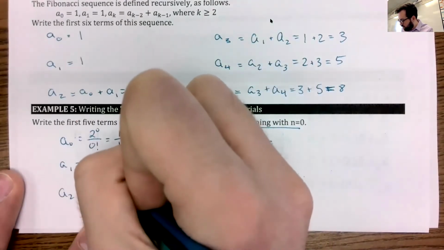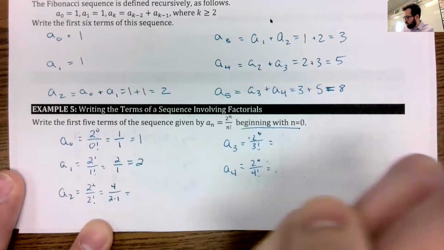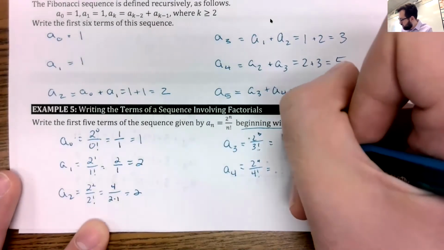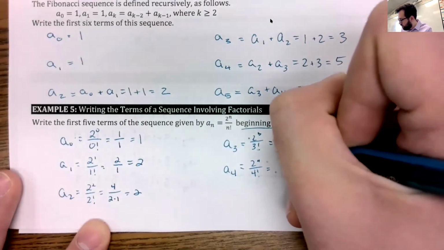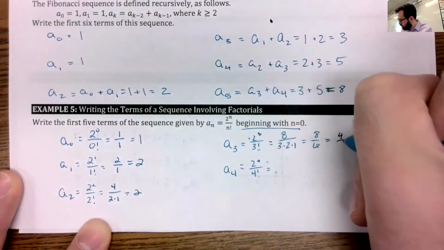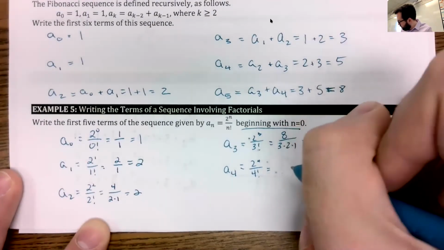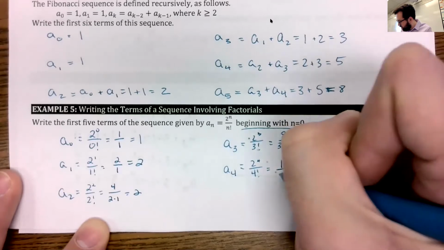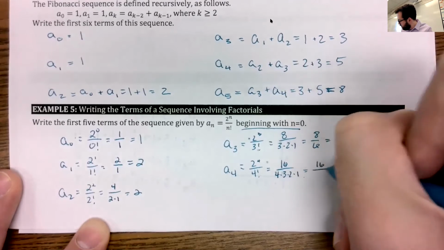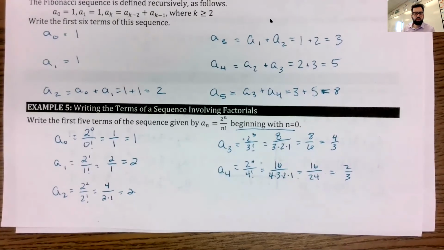2 squared is 4, 2 factorial means 2 times 1, so we have 4 over 2, which is 2 again. A sub 3, 2 cubed is 8, 3 factorial means 3 times 2 times 1, so we get 8 over 6, which reduces to 4/3. And a sub 4, 2 to the 4th is 16 over 4 times 3 times 2 times 1. So we have 16 over 24, which reduces to 2/3. And there we go. There's the first 5 terms.